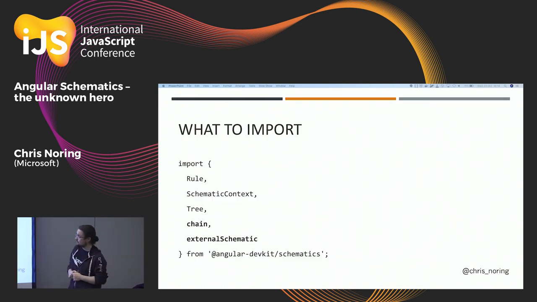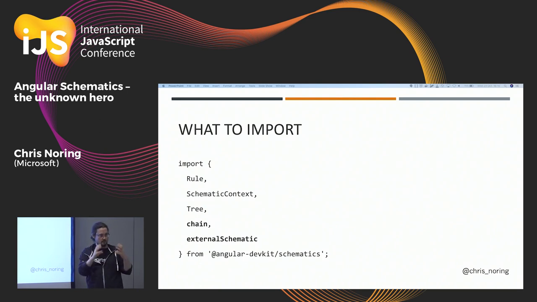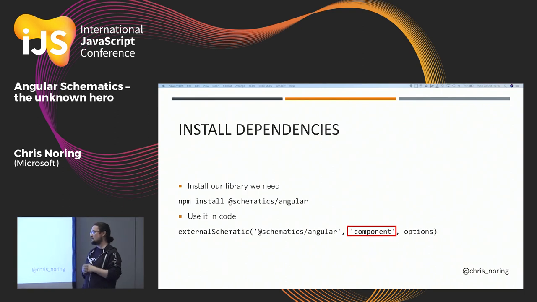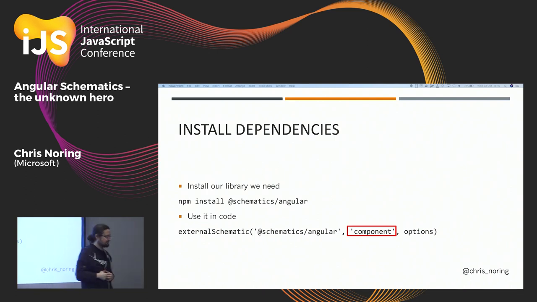Let's have a look first at the import. What we are importing here is chain and external schematics. All the other imports were there before when we wrote our very simple one. So those two, we're going to need those. And then what? Well, we need to npm install the schematics Angular, right? And once we've done that, then we can use this external schematic helper function down here and say, well, please go to schematics Angular, load up all the rules inside of there, and let me use those, please. And then I'm saying, actually, let me use this specific one, the component one.